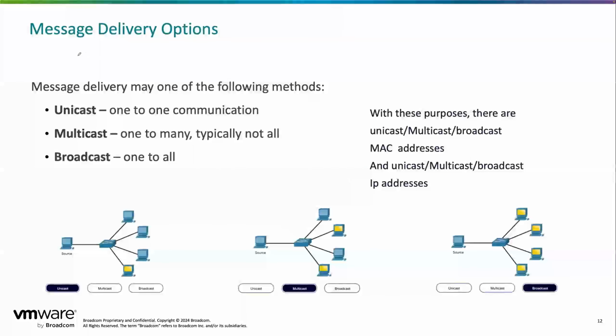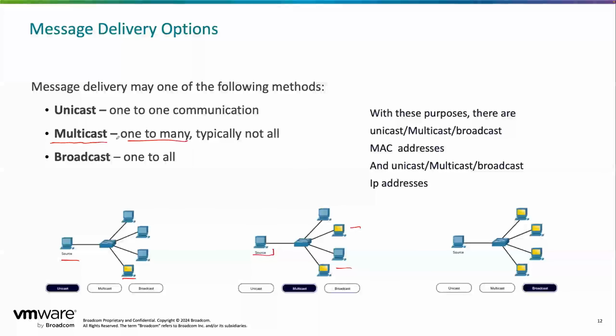So let's talk about the message delivery options. We already talked about unicast communication. It's a one-to-one communication. The source sends out the packet to only one destination. But sometimes we need to do more, like one-to-many communication. There's only one sender, but the receivers might be more than one. This is called multicast communication.